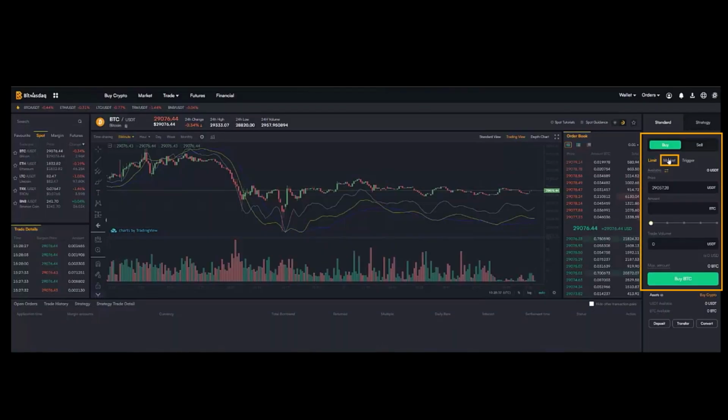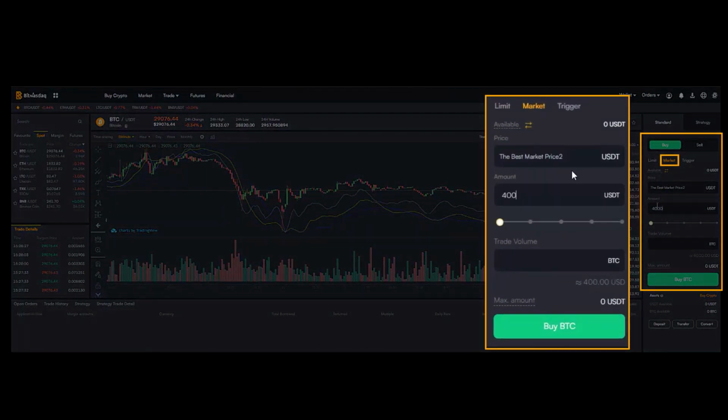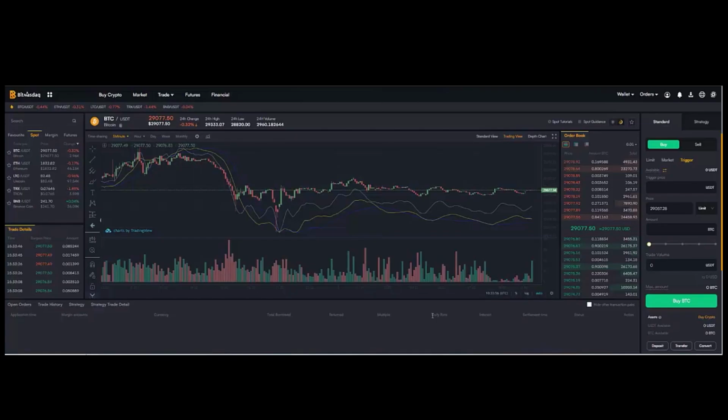Market order. This is where you can trade crypto for the real-time market price value. You can enter the amount of USDT you are looking to spend, and you will purchase your desired crypto for the best market price. Trigger order.